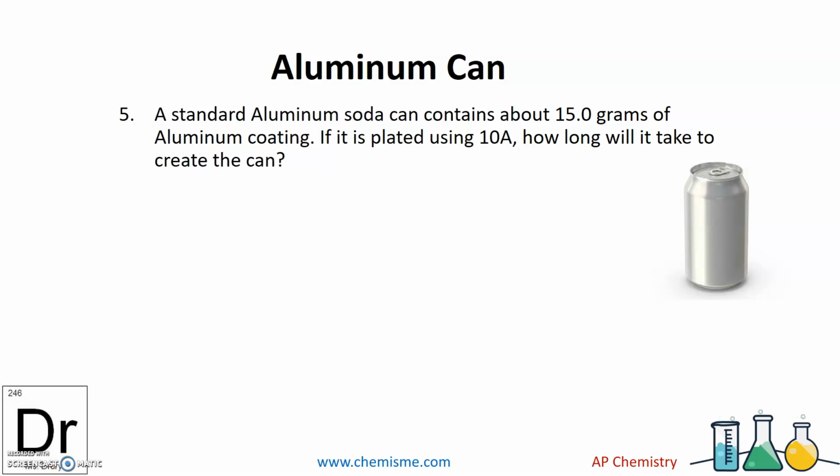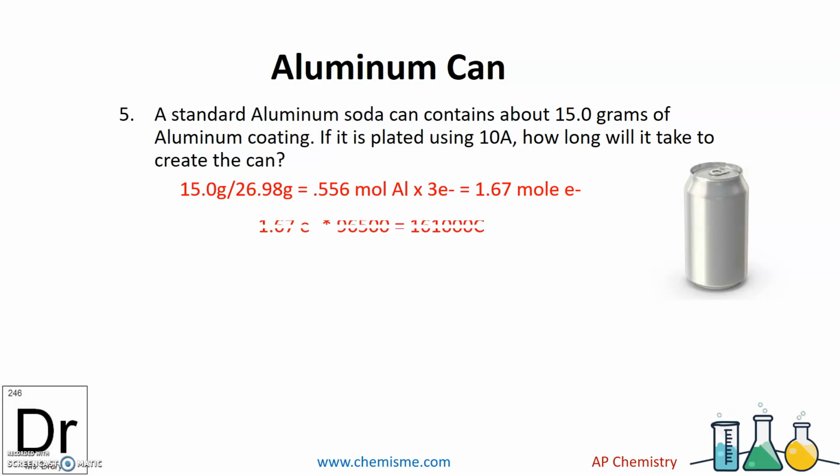Ooh, sorry, I just lied. Aluminum can. A standard aluminum soda can contains about 15 grams of aluminum coating. If it's plated for 10 hours, 10 amps, how long would it take? So again, a backwards one. We're going to take those 15 grams, divide by the molar mass of aluminum to get our moles of aluminum. Aluminum makes a +3 charge because it's in group 13, so we have to multiply that by the 3 electrons that are lost for every aluminum. That gives us 1.67 moles of electrons.